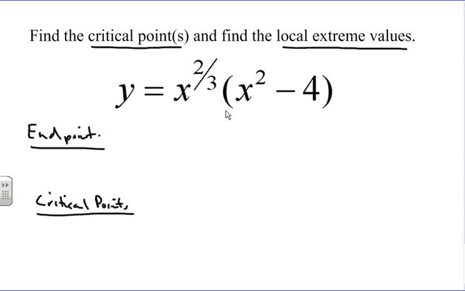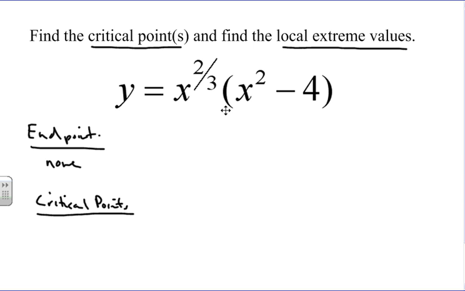That's what we do. Now, in this particular equation, do we have any endpoints? And the answer is none. Because we do not have a domain restriction, there is no closed interval, so there are no endpoints to this particular function, at least that I know. Now we look at the critical points.